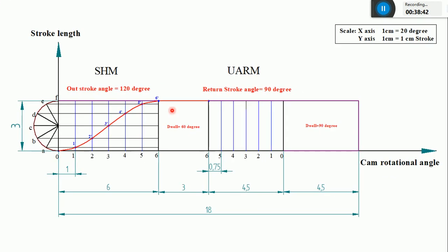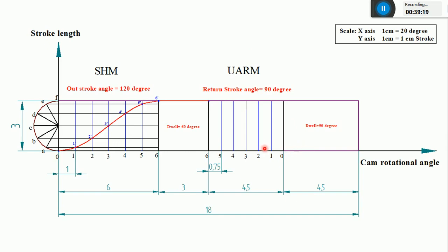So after this, I have to draw the displacement diagram for the return stroke for the next 90 degree. So this is the return stroke angle. And just confirm whether it is with simple harmonic, or with uniform velocity, or with uniform acceleration and retardation motion. But it is given that the return stroke is with uniform acceleration and retardation motion. Okay, to plot the displacement diagram for this uniform acceleration and retardation motion, there is a separate method.